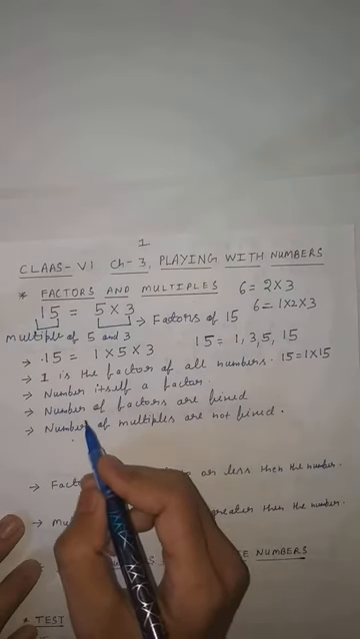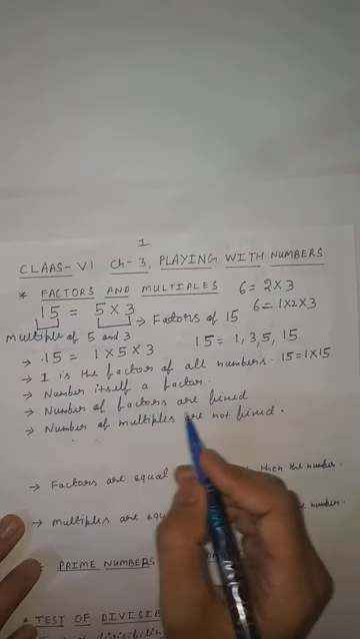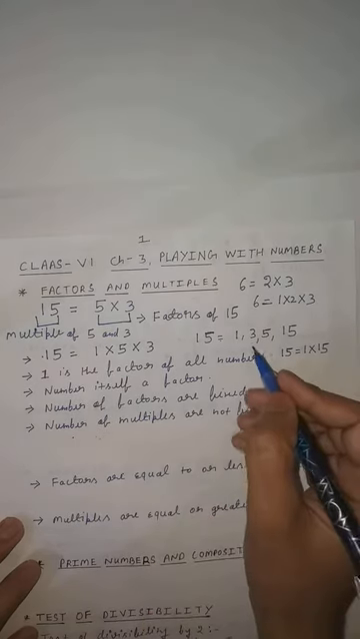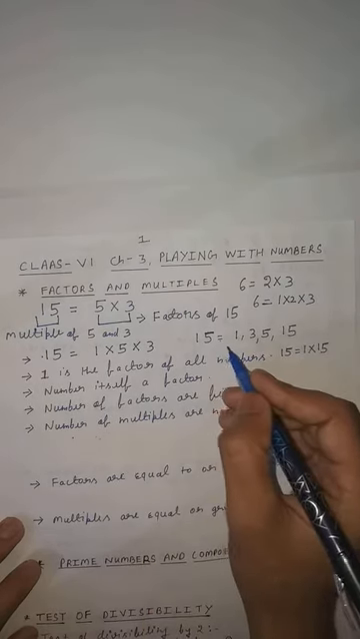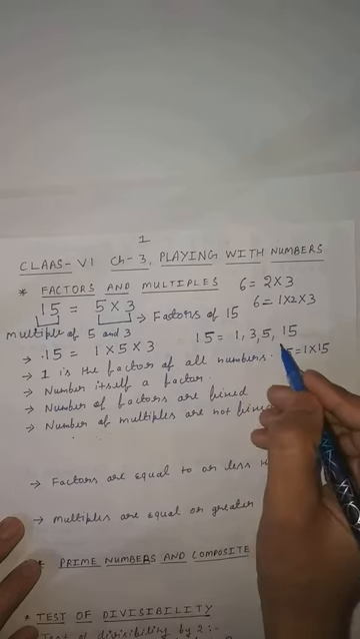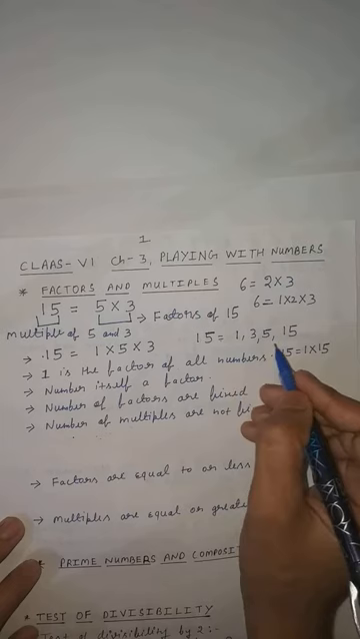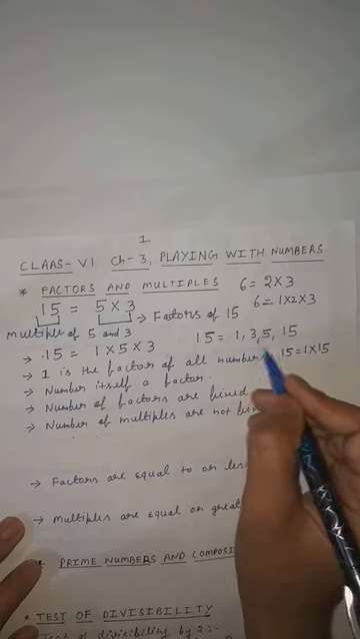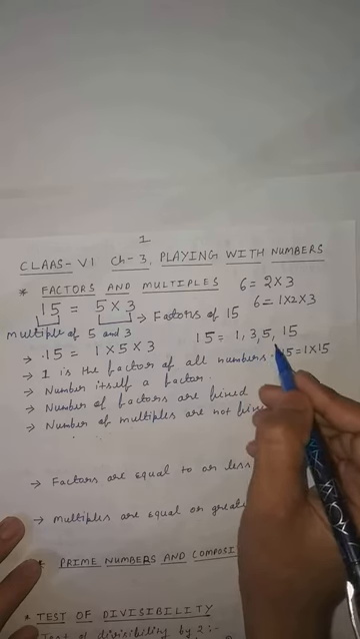Now the third thing is that the number of factors is fixed. Clear to students? What is the meaning of this? Here I am writing the factors of 15: 1, 3, 5 and 15. This is fixed. How many are they? 1, 2, 3, 4. That's all. Only these are the factors of 15.